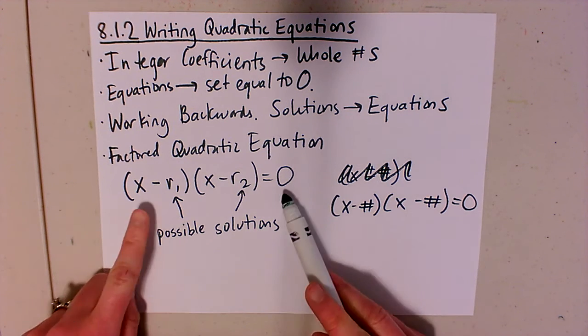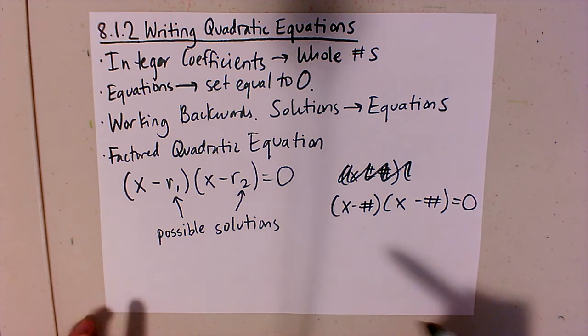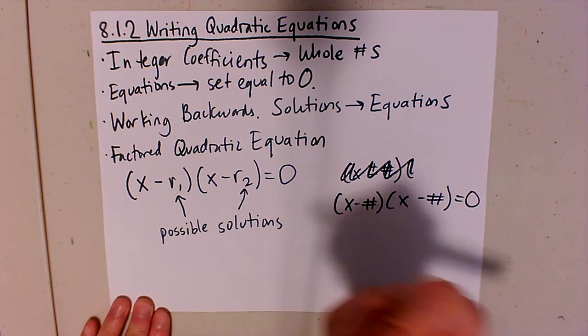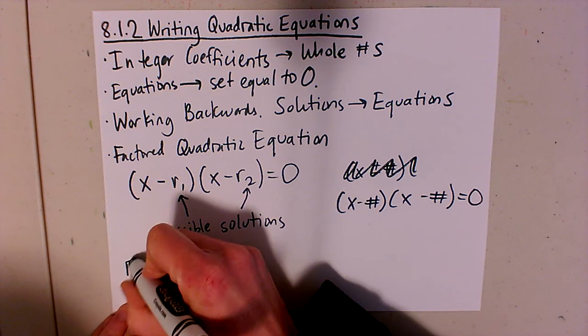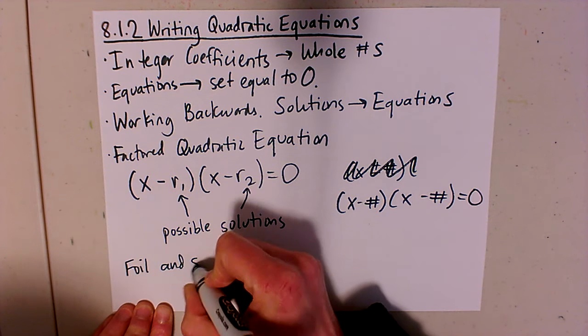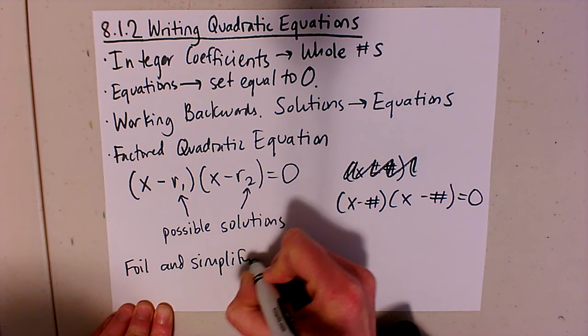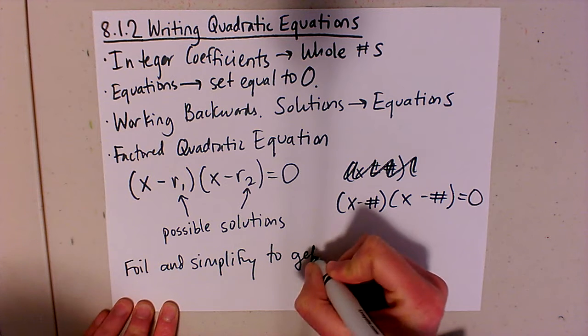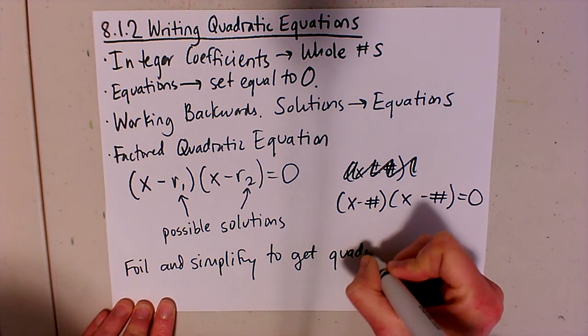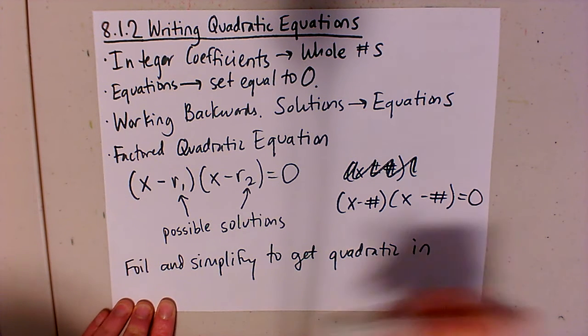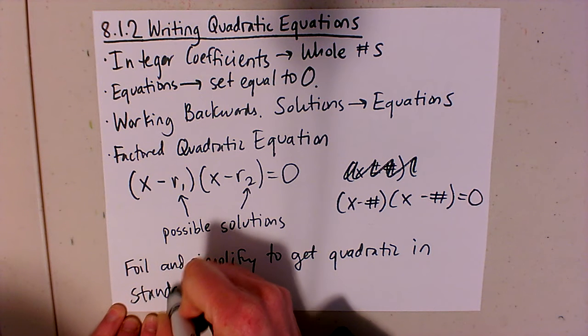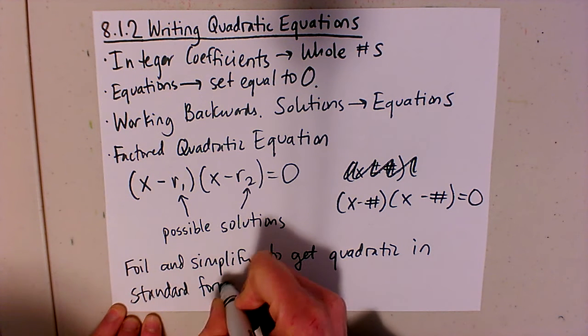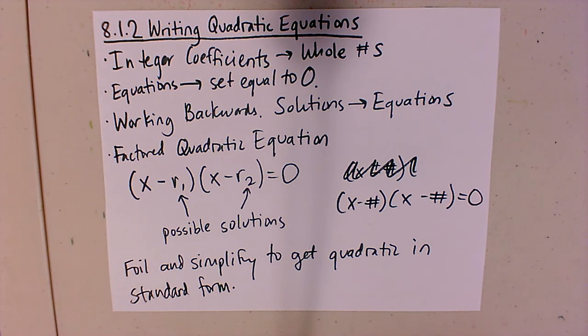So this is what your general solution looks like, and then the next step is you would go ahead and FOIL and simplify to get a quadratic in standard form. That's ultimately what you want, a quadratic in standard form. Alright? Now, let me run through a really easy example on your classwork, just so you can see what we're looking at here.